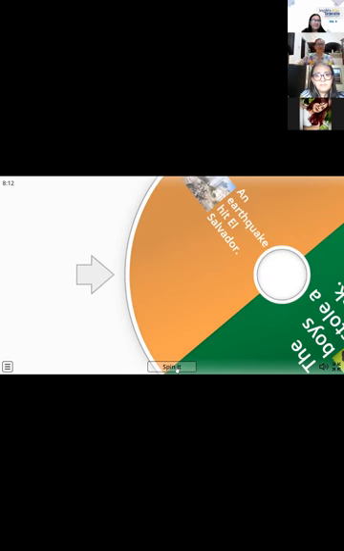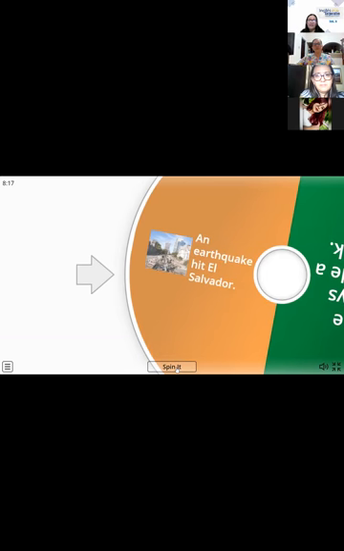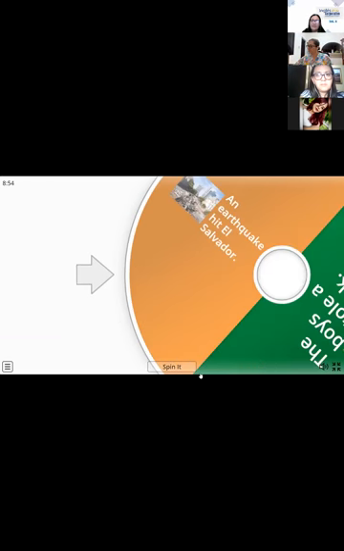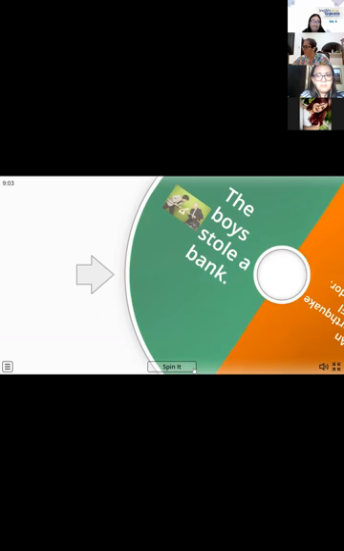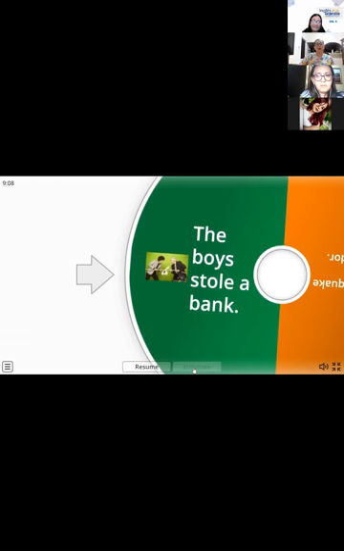Oh my goodness. This happened about 22 years ago. An earthquake hit El Salvador. El Salvador was hit by an earthquake. That's right. And the last one, oops, I hope we don't get the same one. Spin it again. The boys stole a bank. A bank was stolen by the boys. Exactly, a bank was stolen by the boys, right?